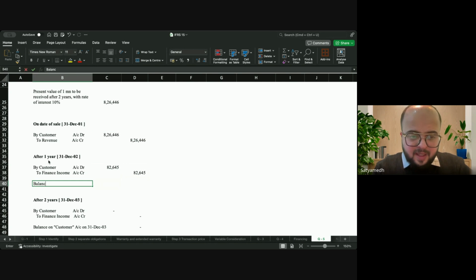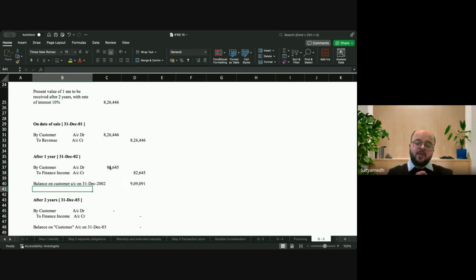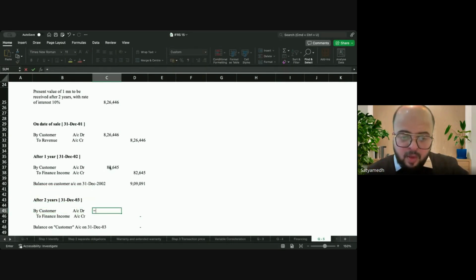Now, what is the balance on customer account on 31st of December 2002? How much will the balance be? 826446 plus 82645, 90901. But the customer did not pay on 31st of December 2002 also. One more year passed, still the customer did not pay you. So after 2 years from today, that is 31st of December 2003, one more year has passed, still the customer has not paid you.